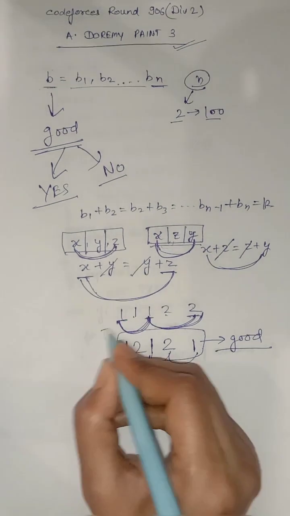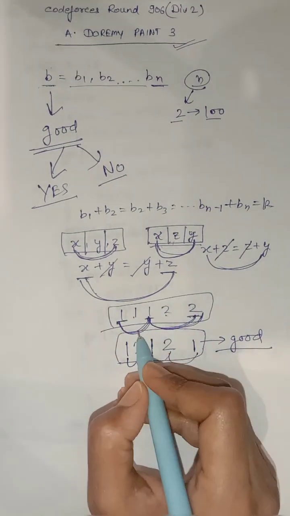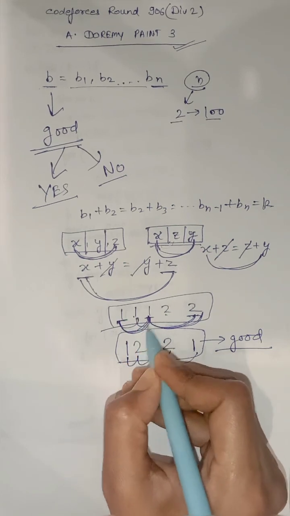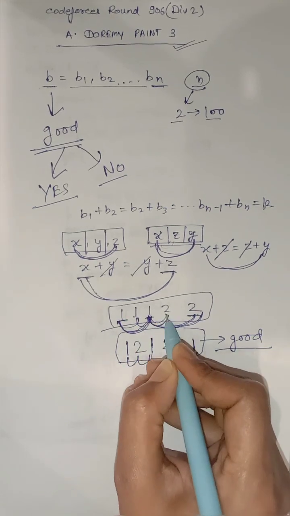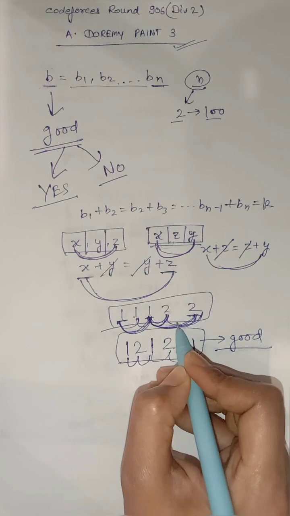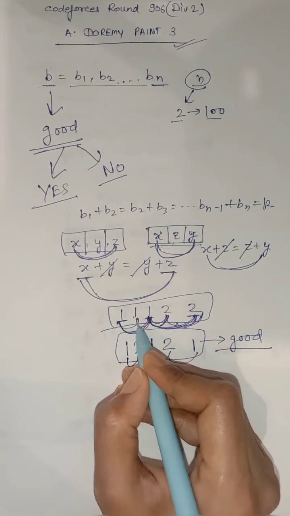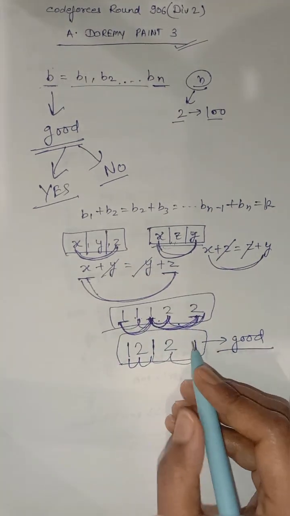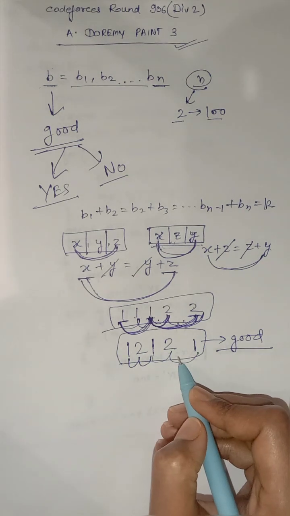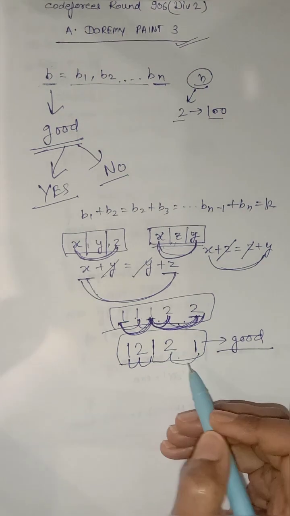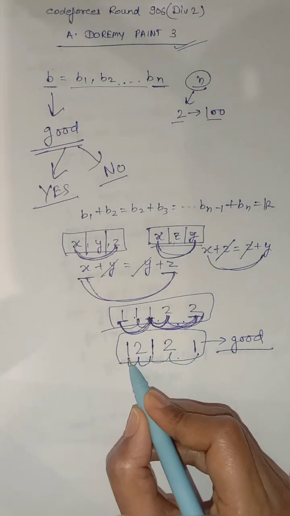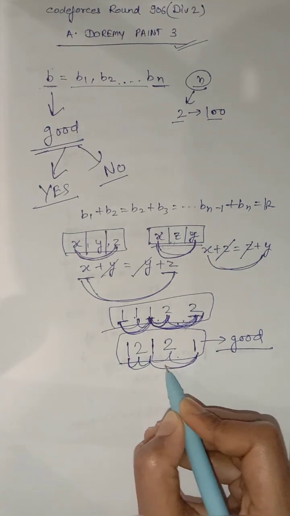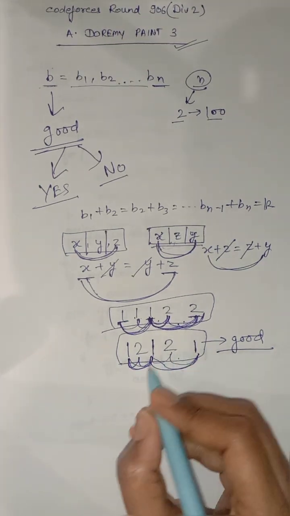But if you see this array, this was not good initially. 1 plus 1 is 2. Here 1 plus 2 is 3 and 2 plus 2 is 4. So the sums of these elements were not the same. So we can make it good, but do you know there is some pattern that we can find out? Yeah, you are right. These alternate values should be the same.